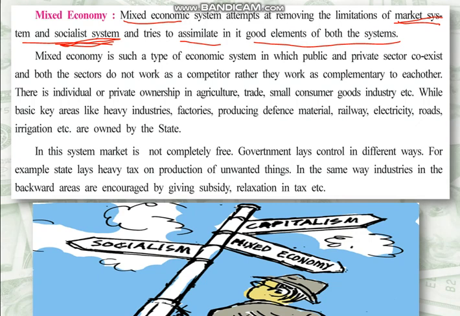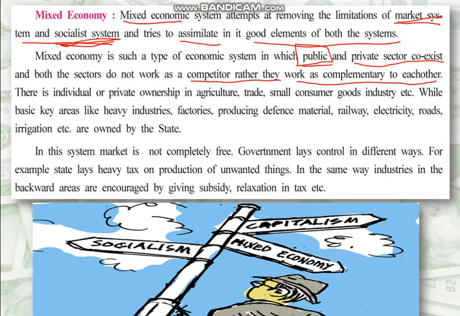Mixed economy is a type of economic system in which public and private sectors coexist. See here, whenever we use this word public, it means government. You have to remember. So, in the mixed economy system, public and private sectors coexist. Coexist means they are working together side by side, and both sectors do not work as competitors. They are not competitors to each other, but rather complementary. They work together in support of each other, and due to that the whole mixed economy is working.